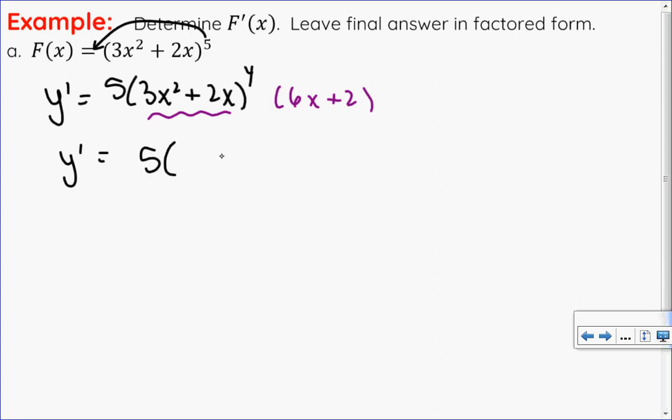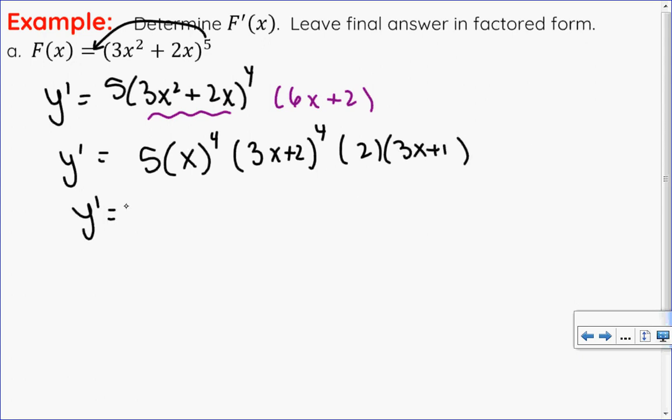I've got 5 times. Now I notice I have a common factor of x. So I'm going to take an x, which is raised to the exponent of 4, out, and I'm left with a 3x plus 2 raised to the exponent of 4. Multiply that by GCF of 2, factor that out. And then to simplify this, I'm just going to multiply my monomials together. So I'm going to have 5 times 4 is 10x to the exponent 4 multiplied by 3x plus 2 to the 4 and 3x plus 1. So that would be my derivative using the chain rule.